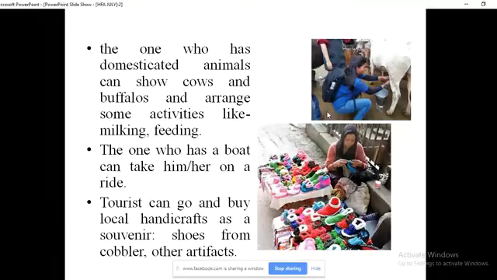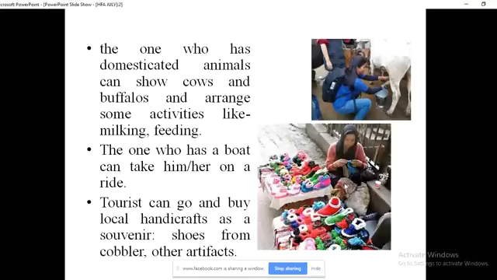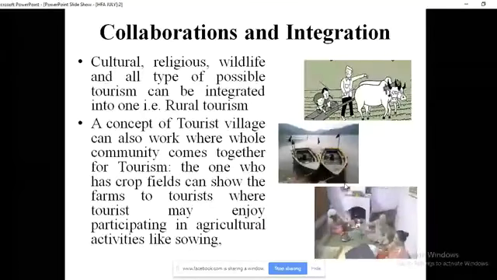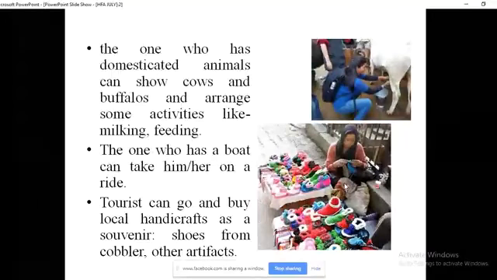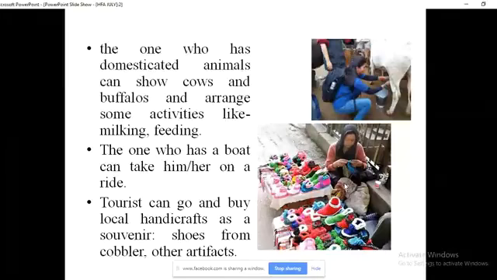The representative who is hosting the tourist can take the tourist to the local shop. Like the lady here is making some woolen clothes. These are handmade, so a tourist can find it as a souvenir and buy these things. So the income from the tourist will go to the community. He will pay for the boat ride, he will pay for the ride, and he will pay for the activities he has been doing at the farm and with the animals. So these are the ways we can develop rural tourism.